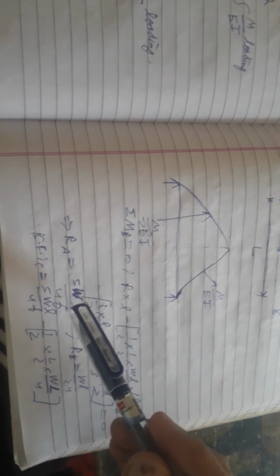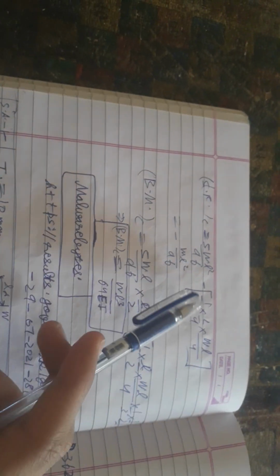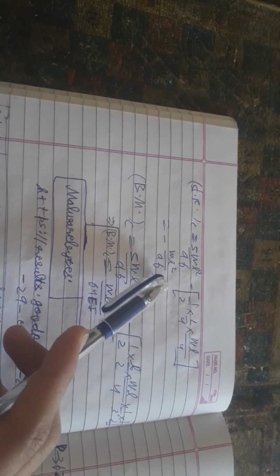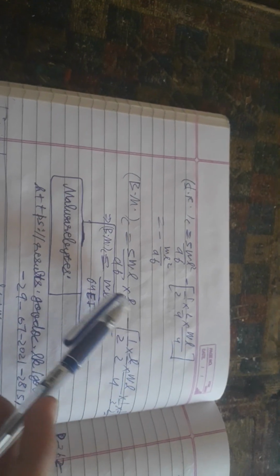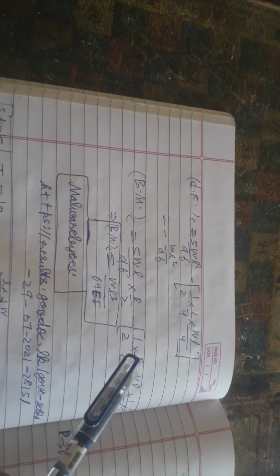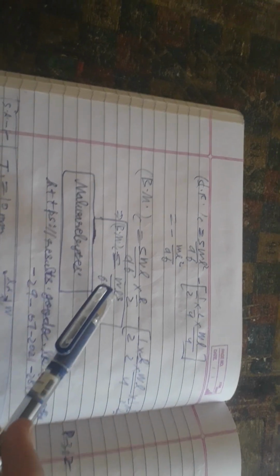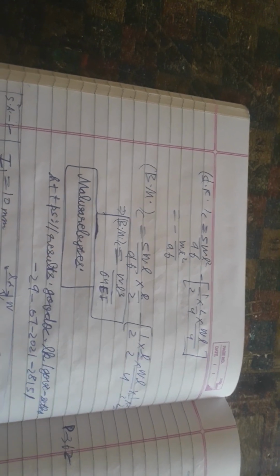Shear force C is equal to 5WL by 46 minus half into L by 2 into WL by 4. Then shear force at C is equal to 5WL square by 96 minus half into L by 4 into WL by 4, which is equal to minus WL square by 96. Bending moment C is equal to 5WL by 96 into L by 2 minus half into L by 2 into WL by 4 into 1 by 3 into 1 by 2. Bending moment C is equal to WL cube by 64 EI.